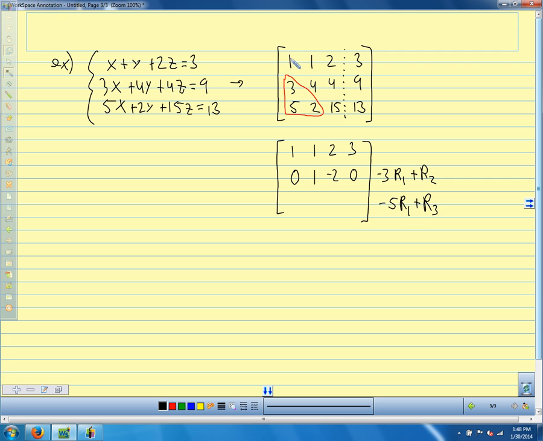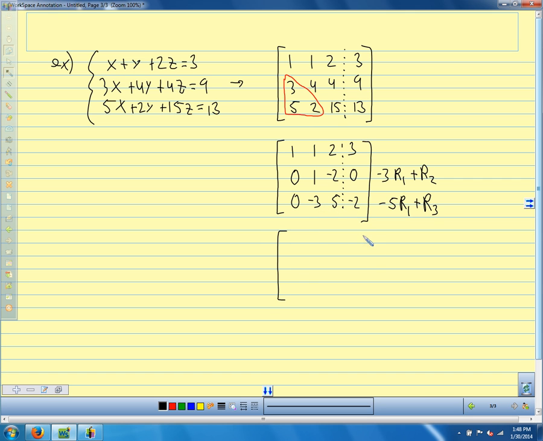So we do negative 5 plus 5 is 0, negative 5 plus 2, negative 3, negative 10 plus 15 is 5, and negative 15 plus 13 is negative 2. So there's my new matrix. I got these two first elements here to 0. So this would be a row equivalent matrix to this one. Now we're going to use these two rows to get rid of this 3.